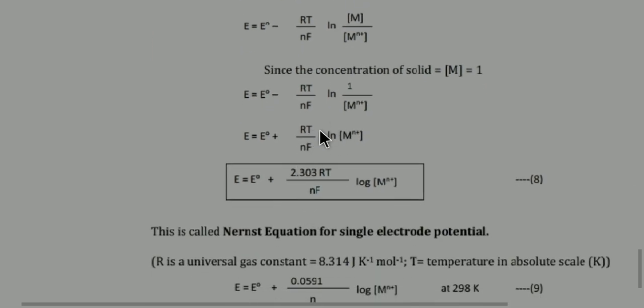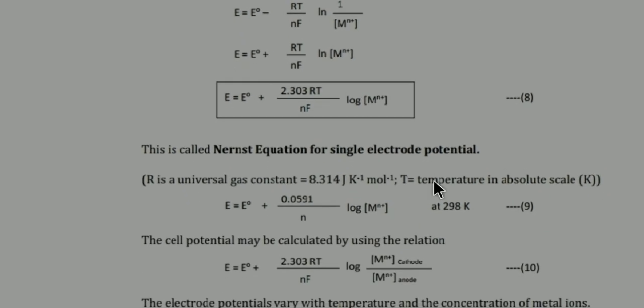Another simplification you have is that ln can be converted to log. How are we going to convert that ln into log? By multiplying by 2.303. So E equal to E naught plus 2.303 RT by nF, and instead of ln you have 2.303 log [Mn+], that is the remaining term. You just convert ln into logarithm form. This is equation number 8.